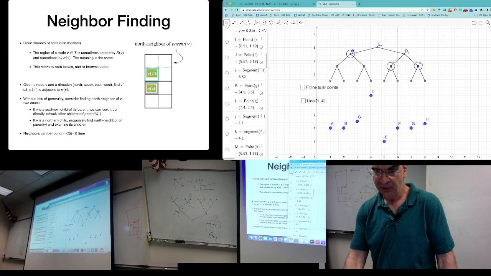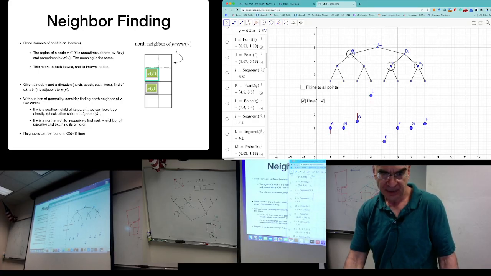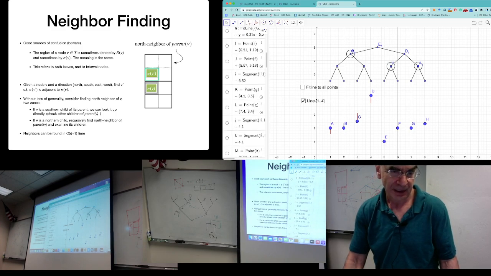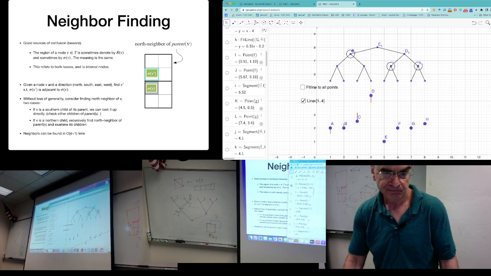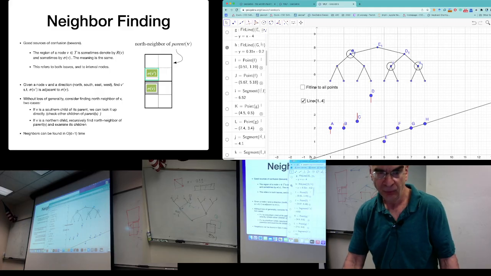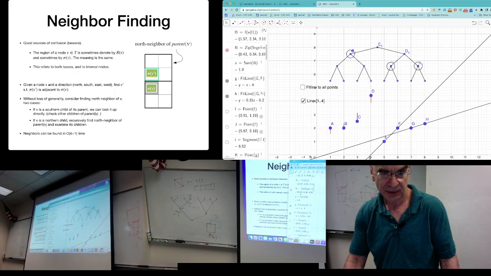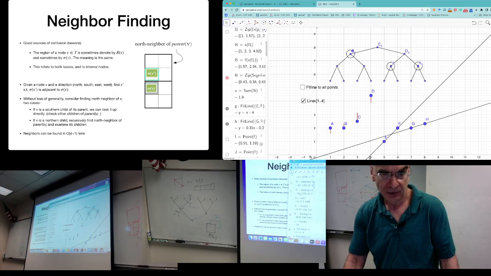And I look at the nodes on my left side and generate the line that goes through the left points. Not there yet. Not there yet.